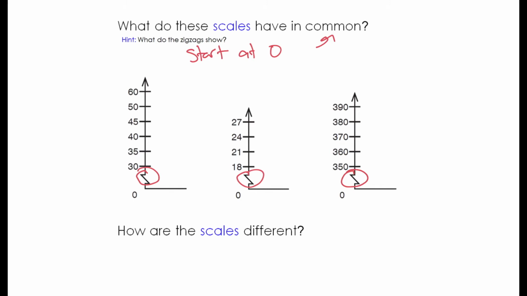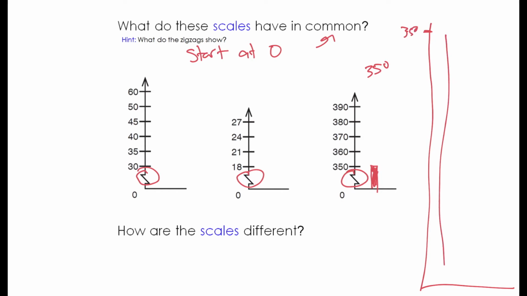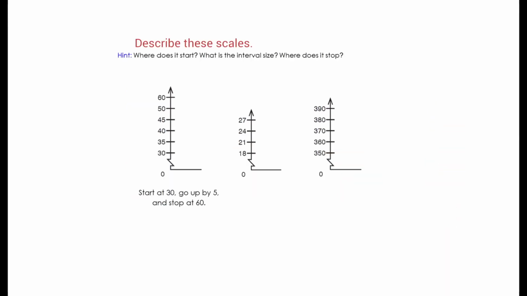But for example, if we were graphing something that had, say, 350, it would be easier to graph it like this, rather than creating your own graph that looks like this. And if you were skip counting by twos and 350 was up here, it would look like this or something like this. So let's describe these scales. Where does it start? What is the interval size? Where does it stop? So the first one is done for us right here. So it actually tells us to start at 30 because the interval, there's a zigzag.